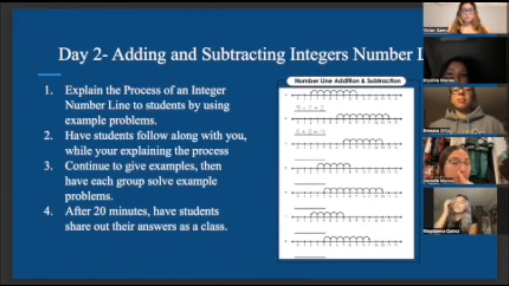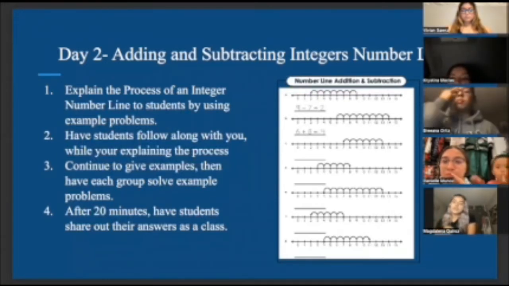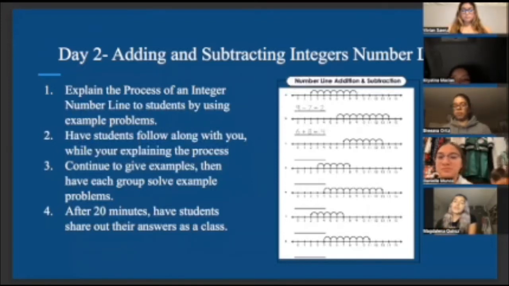For example, this worksheet right here is basically the first step of them getting familiar with addition and subtraction on the number line. The more you work on that, the easier the students will be able to comprehend it.